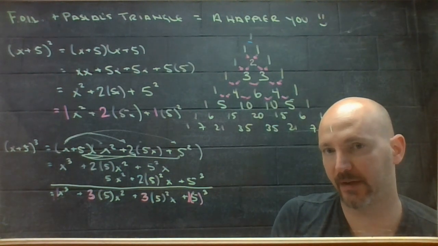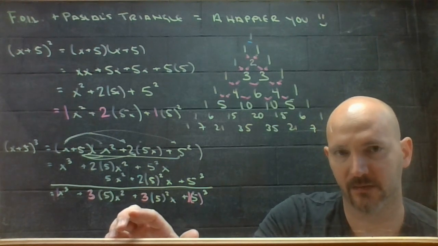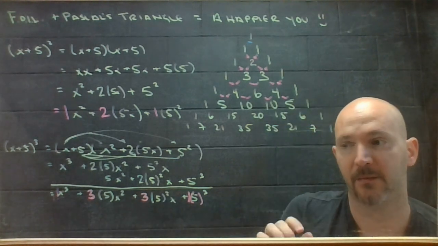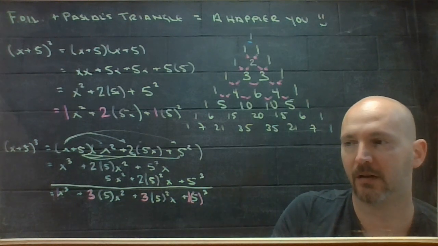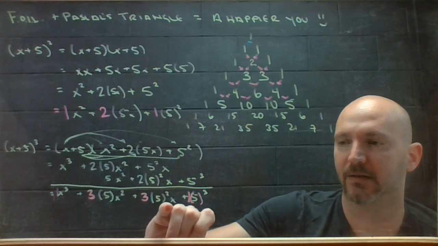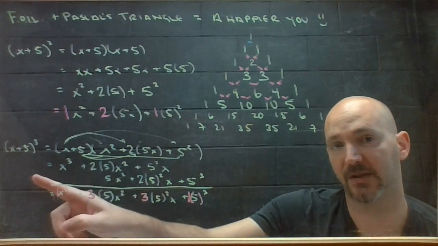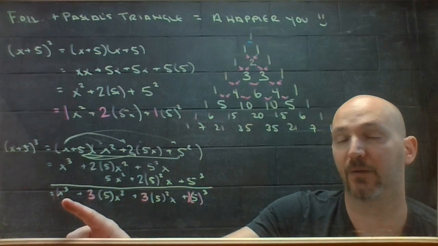Now I could finish this, right? I could do 3 times 5 squared, which would give me 75, and this would give me 125. I could do that. But I'm not quite after that right now. I want to talk about the pattern. Do you notice that it went x cubed, then x squared, then x, then no x at all? And do you notice coming from this direction, it was 5 cubed, then 5 squared, then 5, then no 5 at all?